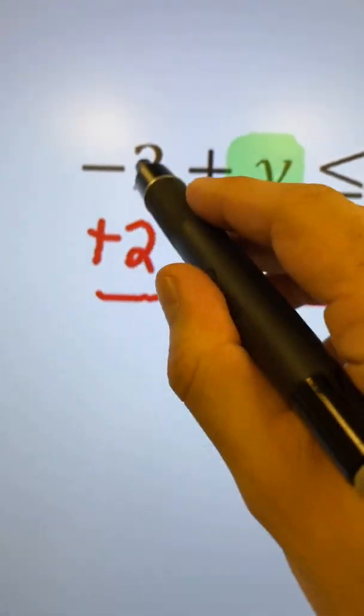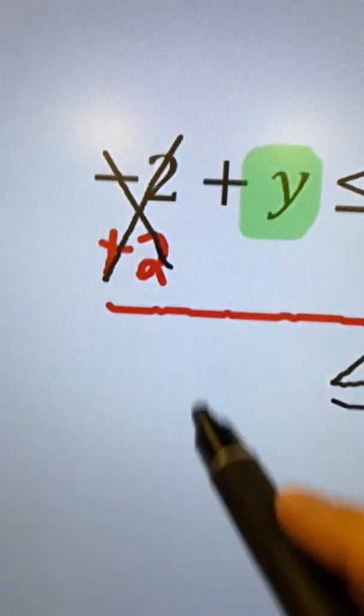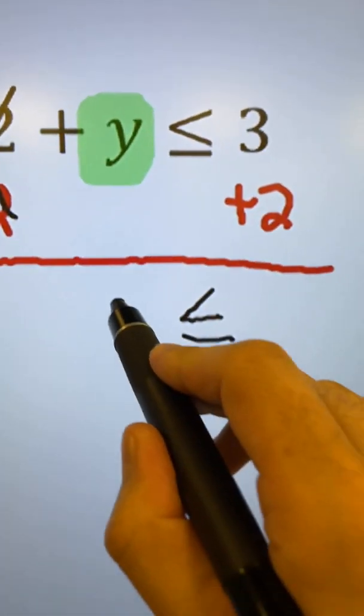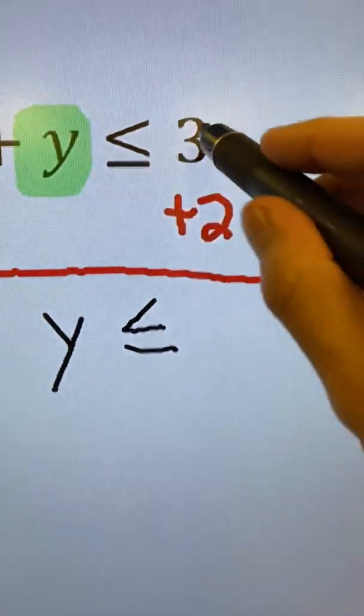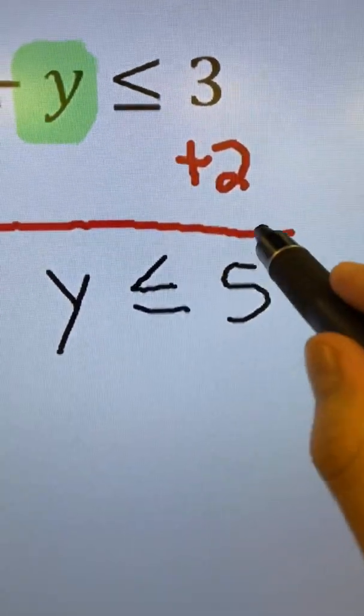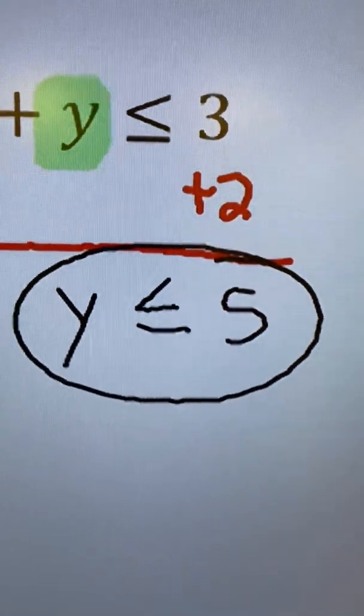You can see here again, it's a zero pair. 2 negatives and 2 positives cancel each other out. They come out to be 0. That's why we call it a zero pair. And then we bring down the y. And when I combine these two, 3 plus 2 is equal to 5. You can see here, my final inequality would be y is less than or equal to 5.